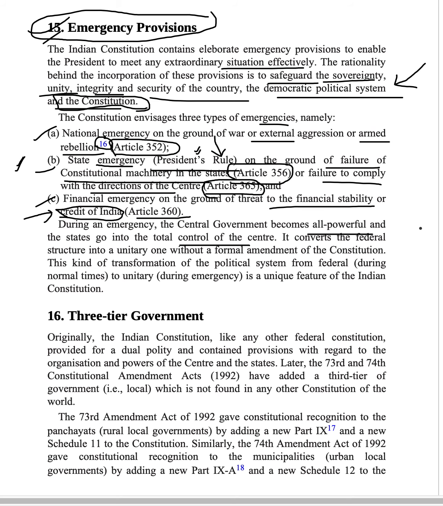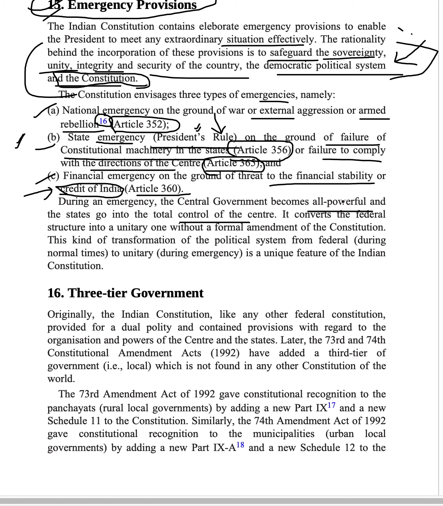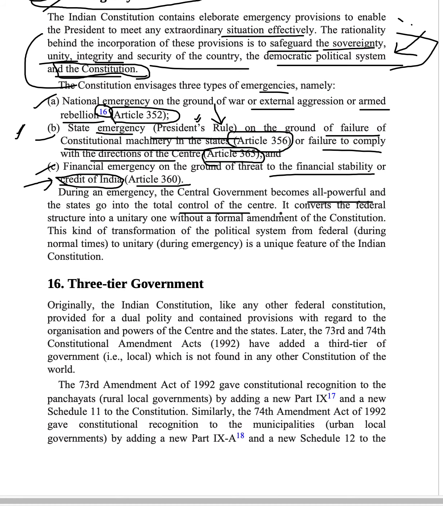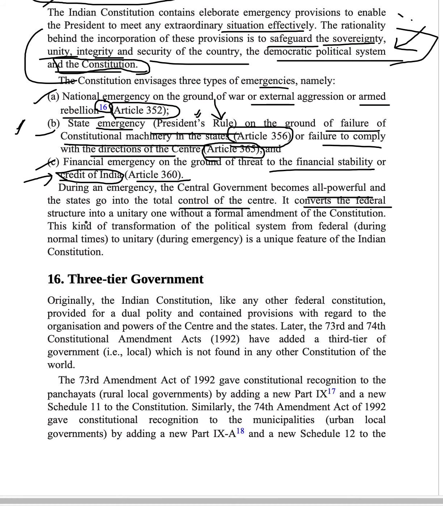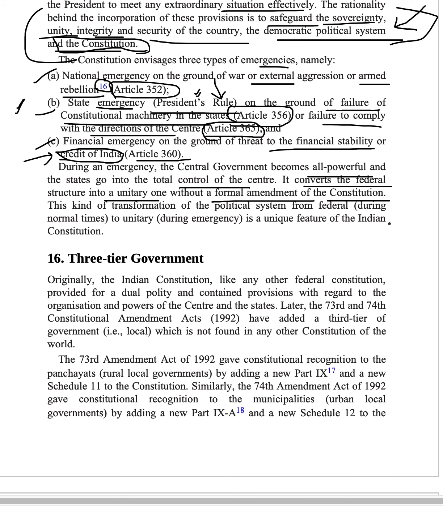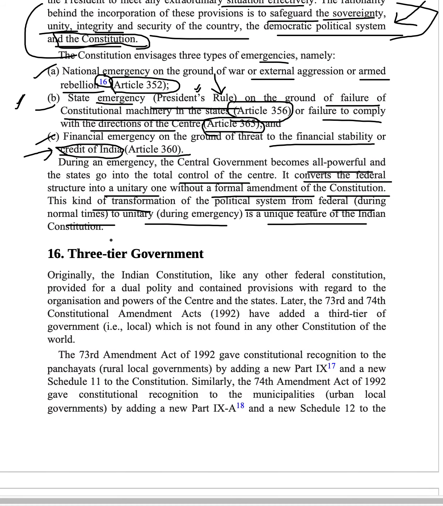Again, why are there emergency provisions? To protect the sovereignty, unity, integrity and security of the country, the democratic political system, and the Constitution. Just remember this. So the center becomes all powerful and takes all the control. It converts the federal structure into a unitary one without a formal amendment of the Constitution. This kind of transformation of the political system from federal during normal times to unitary during emergency times is a unique feature of the Indian Constitution.